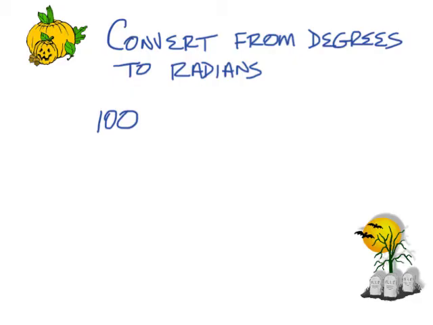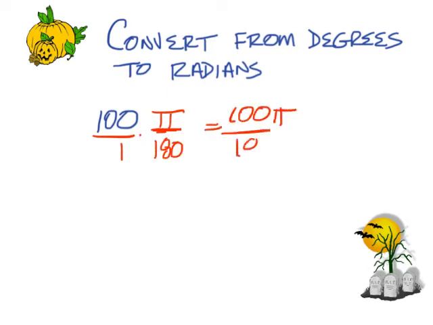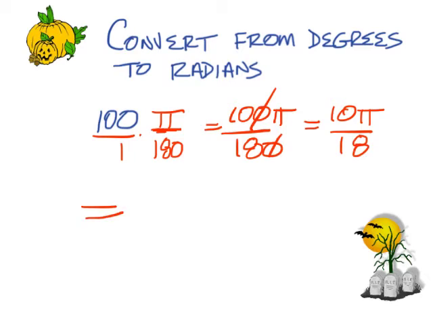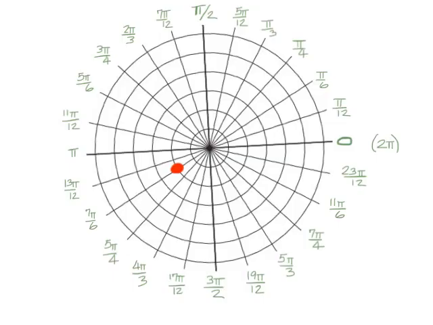Bonus number 4. For the bonus problem, you might have to multiply by pi over 180, and that'll give you 100 pi over 180. Cancel out the zeros to get 10 pi over 18, and then cut that by 2's to get 5 pi over 9.